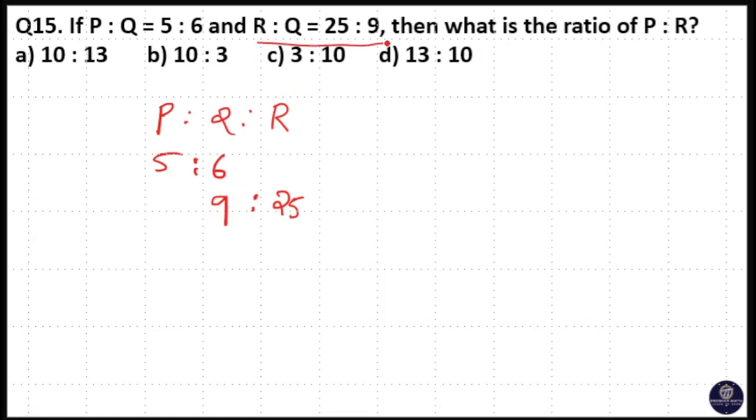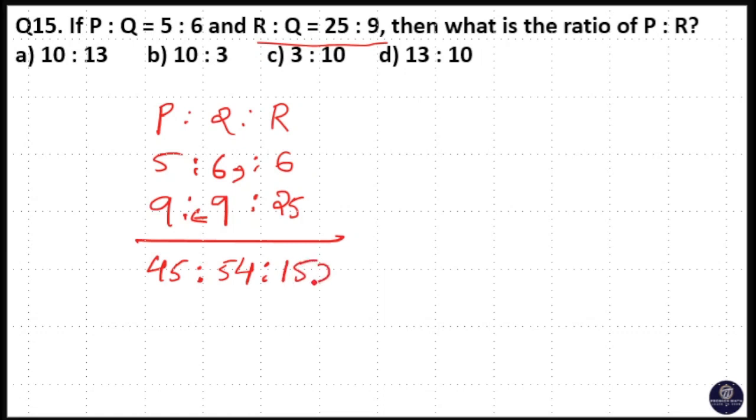Here it is in a reverse order, okay? So, what will you do? Extend 6 here, extend 9 here. Then, when you multiply 9 into 5, 45 is to 9 into 6, 54 is to 25 into 6, equal to 150. Then, we have to find the ratio of P is to R.